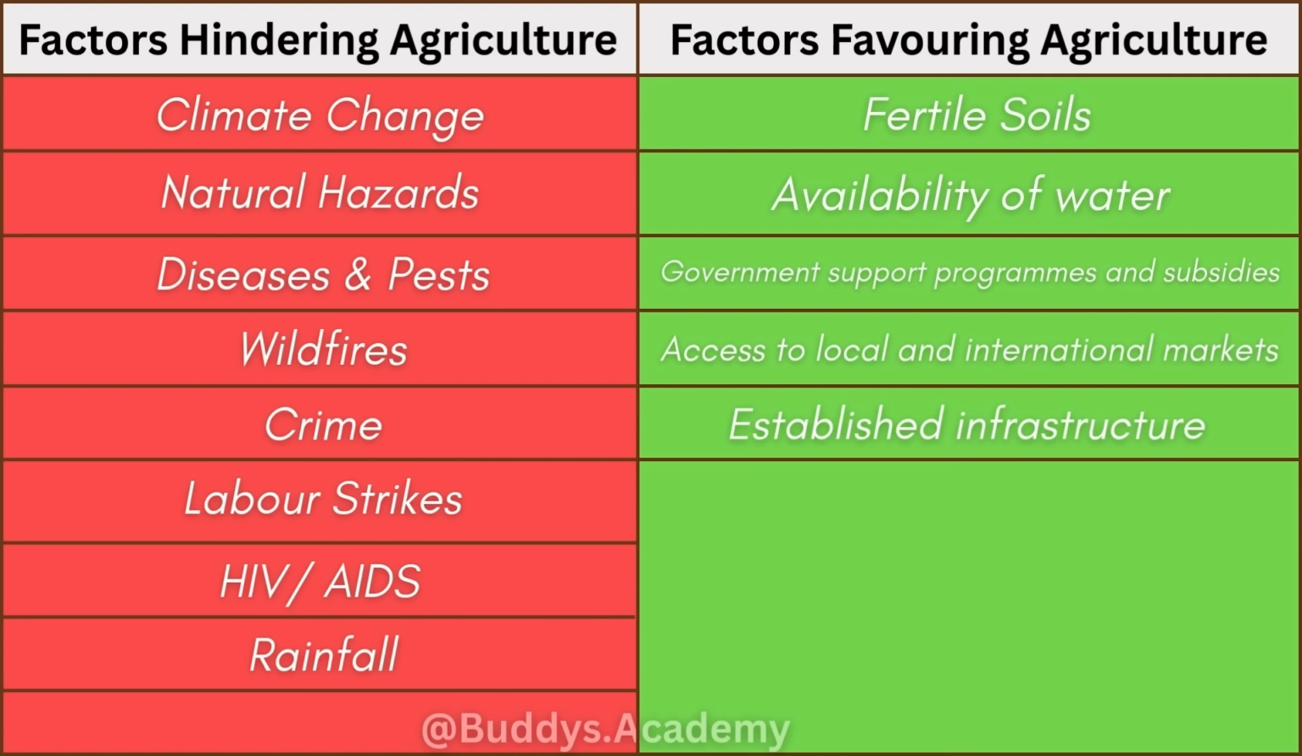Now, when we're looking at factors that are going to be favoring agriculture, we can look at your fertile soils in certain regions, right? So think of parts of KZN that have very nice soil. That's going to allow your farmers to be able to grow strong, healthy crops. Another factor that could favor agriculture will be the availability of water from rivers, dams, and your irrigation schemes. Some other factors would be your government support programs and subsidies, access to local and international markets, and your established infrastructure. So think of things like your roads, your storage facilities, and your markets.